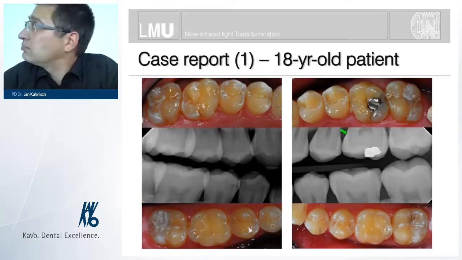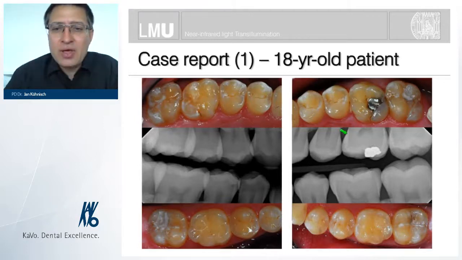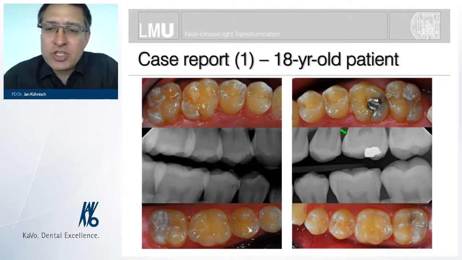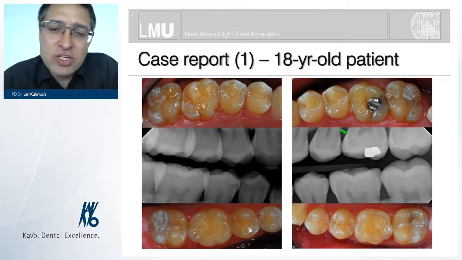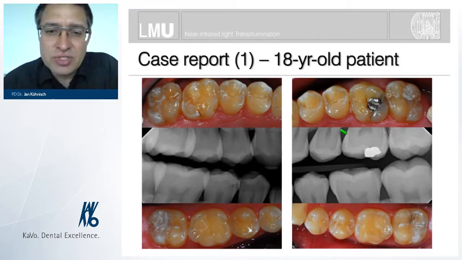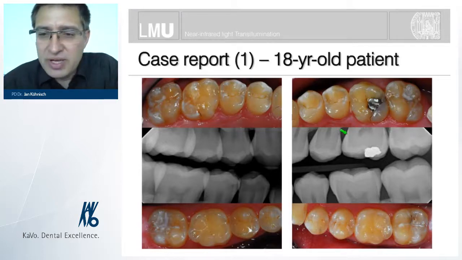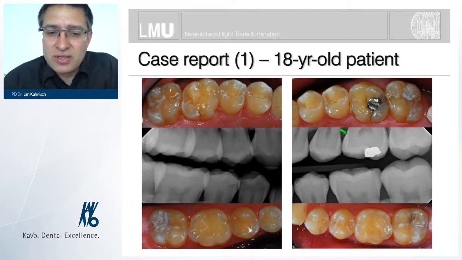I have some case reports for you. This is an 18-year-old patient, and you see more or less a healthy dentition, and we performed some x-rays, and unfortunately the x-ray was not so good on the right side in comparison to the left side, and so I used the near-infrared light technology to investigate the proximal sides.